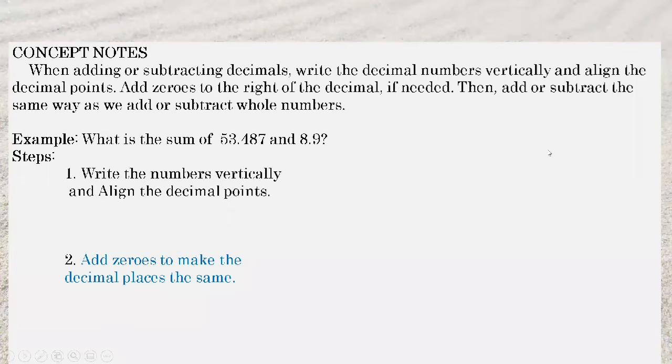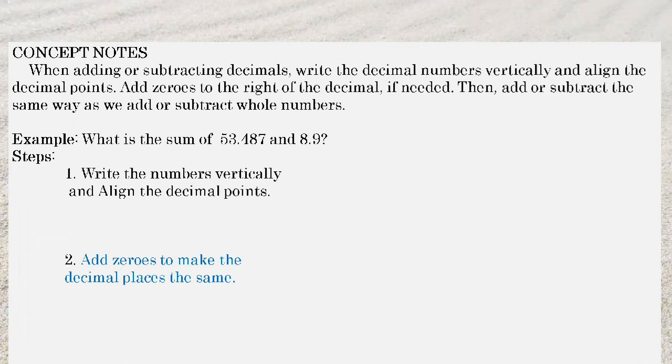Today we are going to learn how to add and subtract decimals. When adding or subtracting decimals, write the decimal numbers vertically and align the decimal points. Add 0 to the right of the decimal if needed.